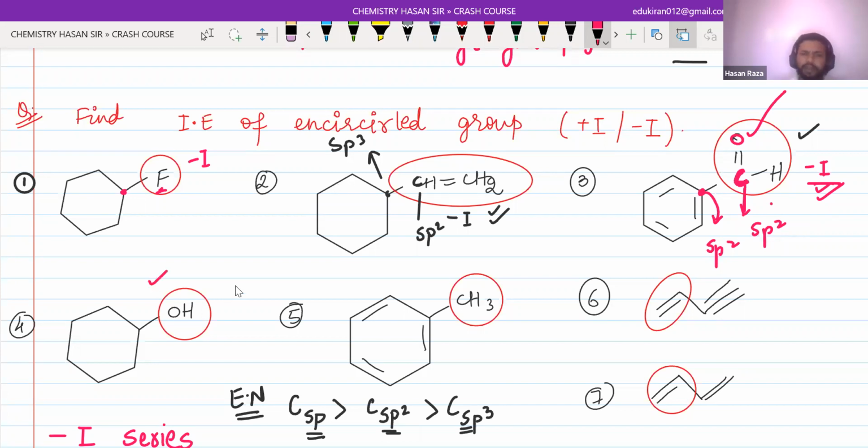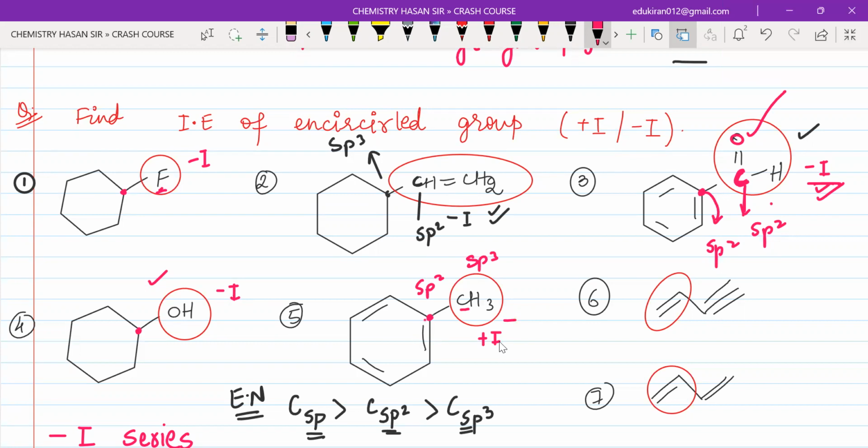What about this OH? It will show minus I because this is your carbon and this is your oxygen, second most electronegative element. Now see, this is your CH3 and this is your carbon. This is your carbon, this is also your carbon, but this is your sp2 and this is your sp3. So it will show plus I. sp3 carbon is less electronegative than sp2 carbon. Is that clear, everyone? Yes, sir.